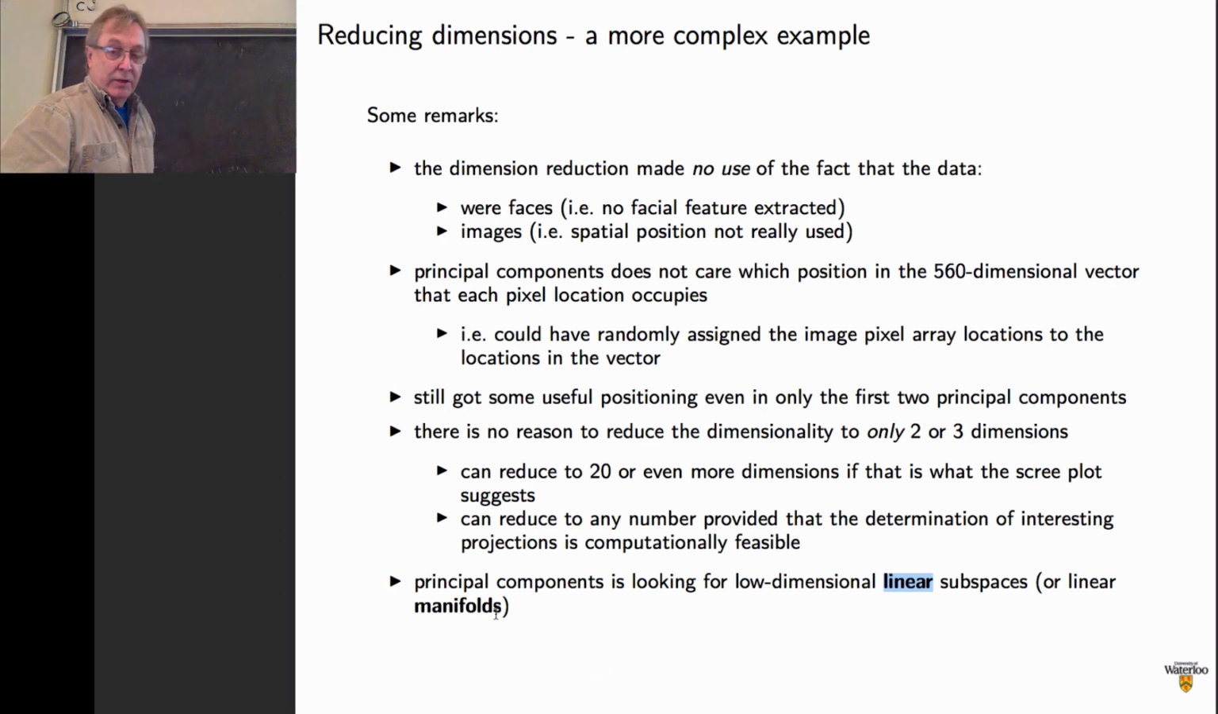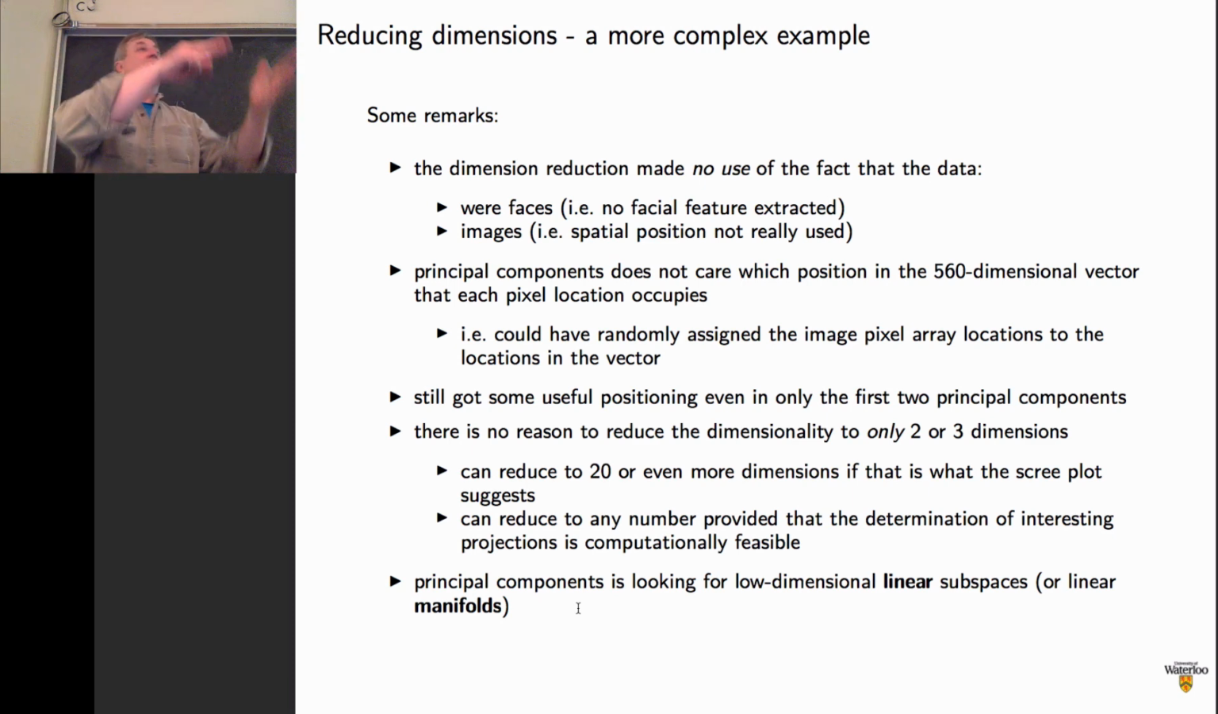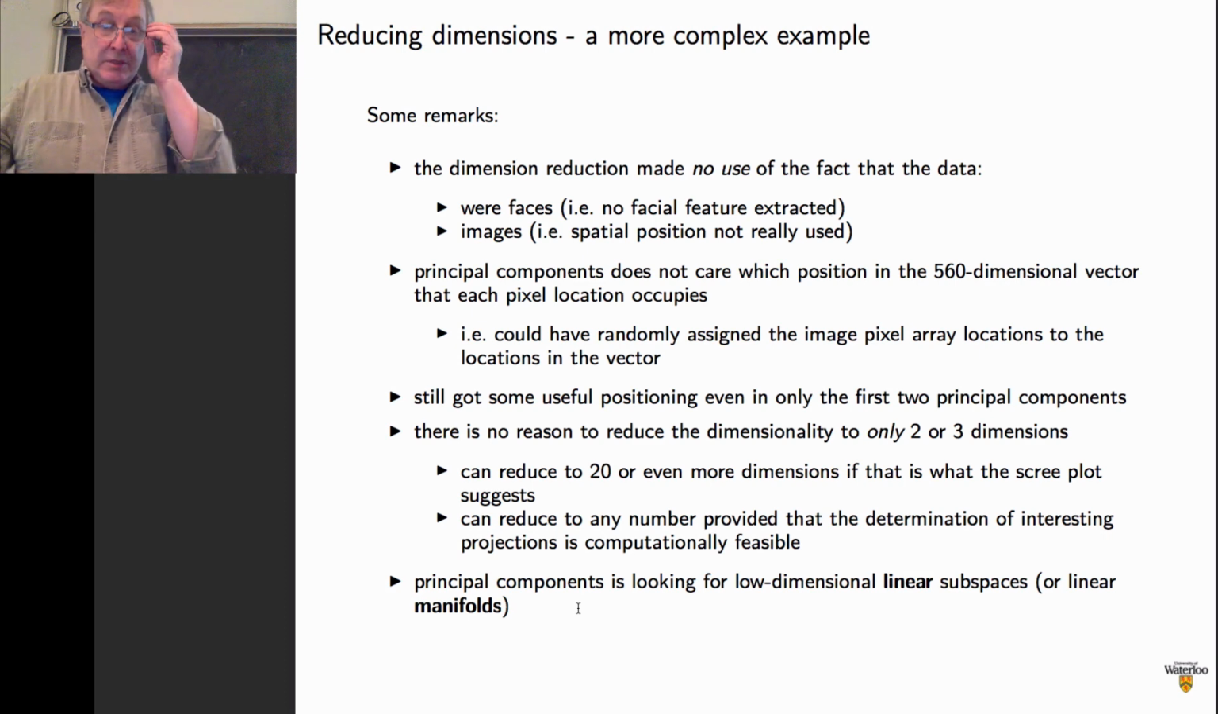Another fancy word that you might know of is these are linear manifolds. So manifolds are sort of, think of this as the subspace, but a manifold could be relocated. So a plane is a linear manifold that need not go through the origin. A subspace will go through the origin, but we can move or offset it to have it go somewhere else. That'll be a linear manifold. Okay, so another fancy word. So that's it for principal components.